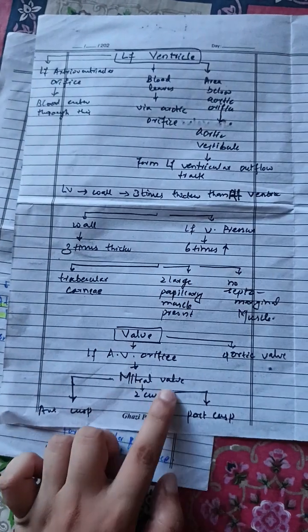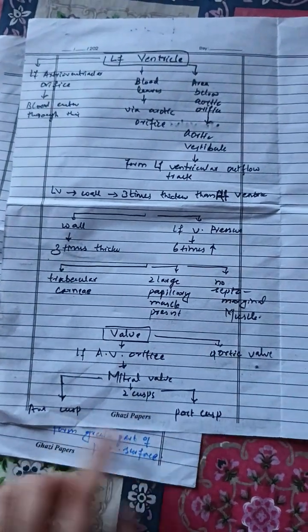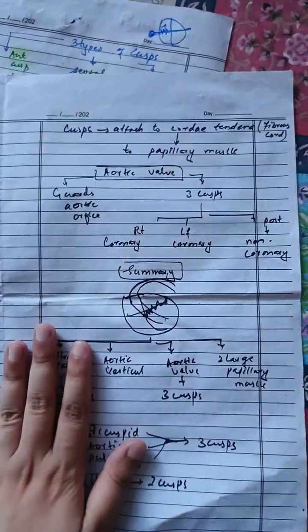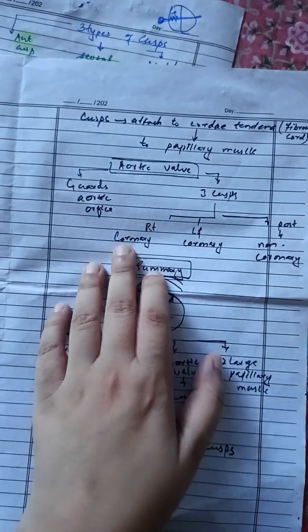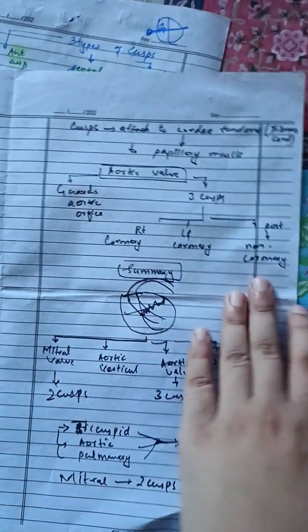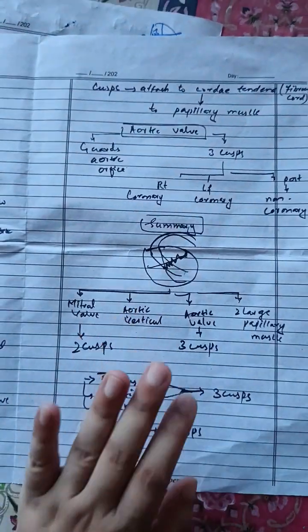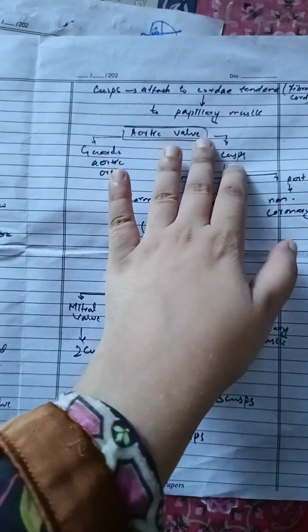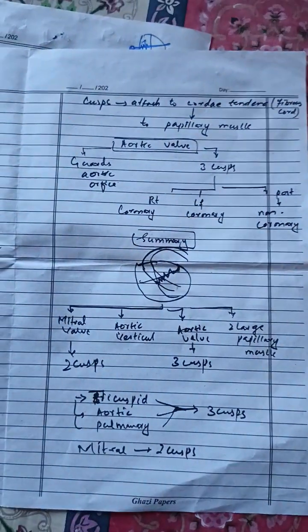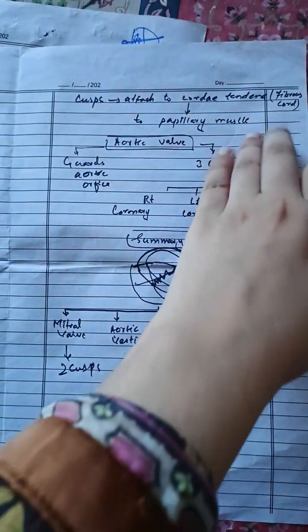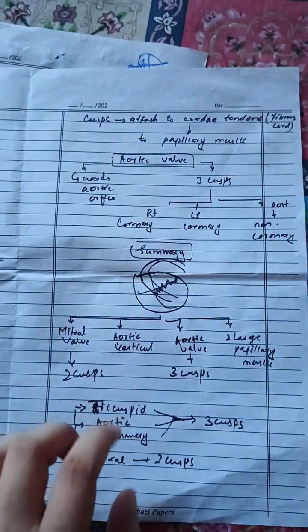the valves consist of the mitral valve, which has two cusps, the anterior cusp and the posterior cusp, and the aortic valve. And the aortic valve guards the aortic orifice. It also has three cusps: the right coronary, the left coronary, and the non-coronary or posterior cusp. And the cusps of the mitral valve are also attached to fibrous cords, which are called chordae tendineae, and these fibrous cords are then attached to the papillary muscle.